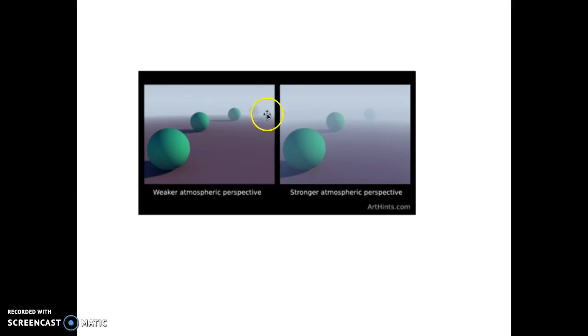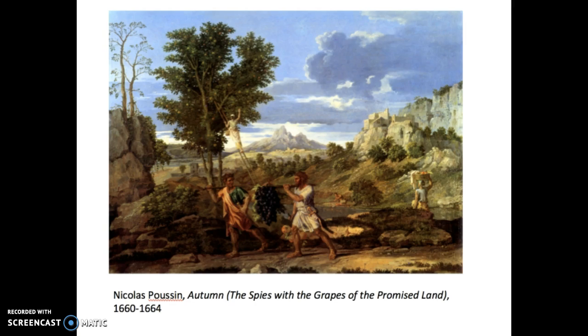This image illustrates weaker atmospheric perspective and stronger atmospheric perspective. So the more effect the atmosphere is having, the less distinct objects become. We can't even see this final sphere in the background because there's stronger atmospheric perspective.